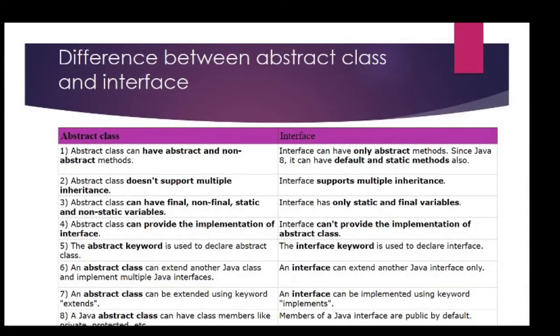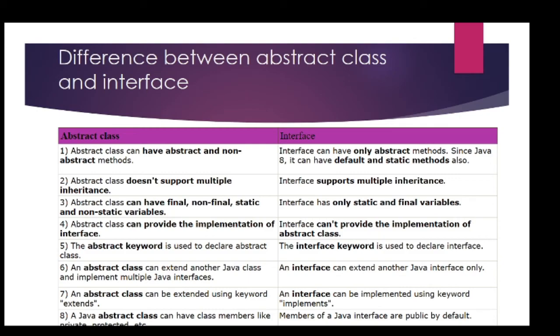The last is the difference between the abstract class and interface. The abstract class can have abstract and non-abstract methods. The interface has only abstract methods; in Java 8, default and static methods are also supported. The abstract class does not support multiple inheritance, but the interface supports multiple inheritance.